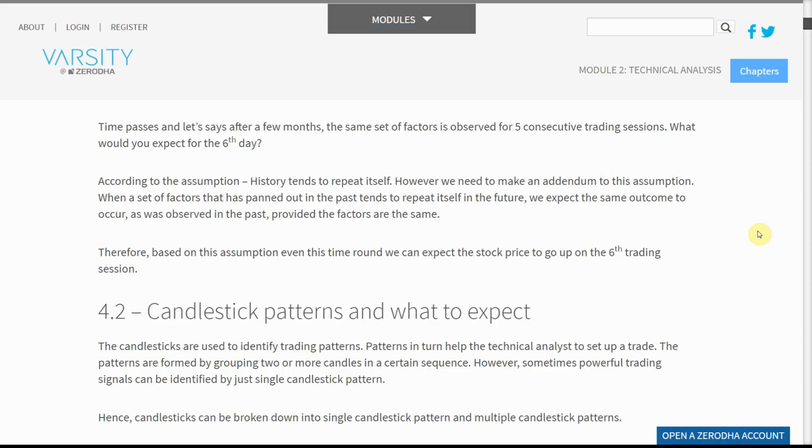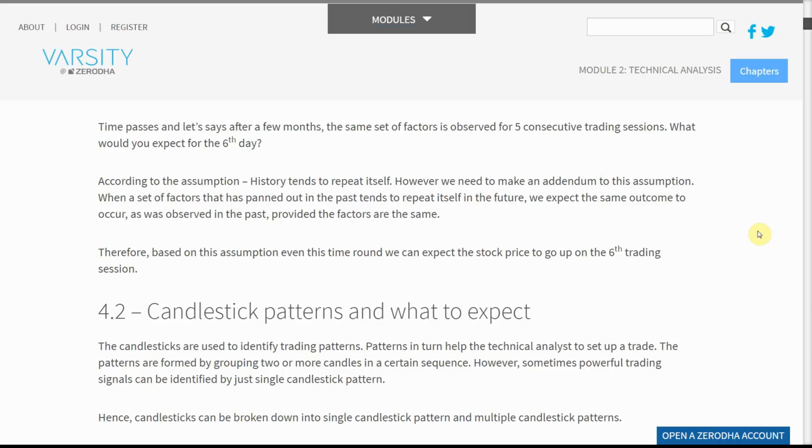According to the assumption, history tends to repeat itself. However, we need to make an addendum to this assumption. When a set of factors that has panned out in the past tends to repeat itself in the future, we expect the same outcome to occur as was observed in the past, provided the factors are the same. Therefore, based on this assumption, even this time round we can expect the stock price to go up on the 6th trading session.